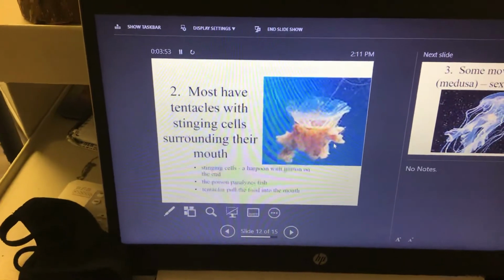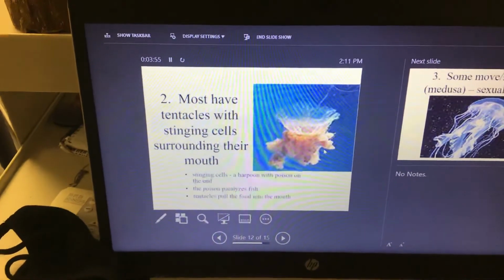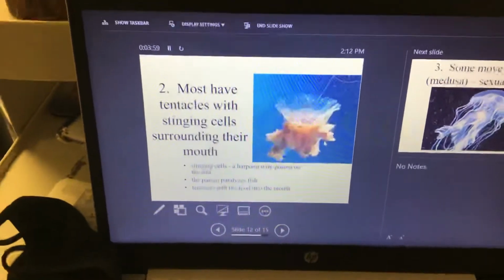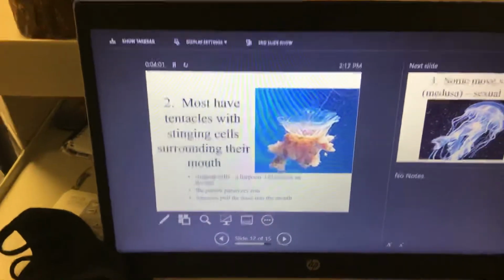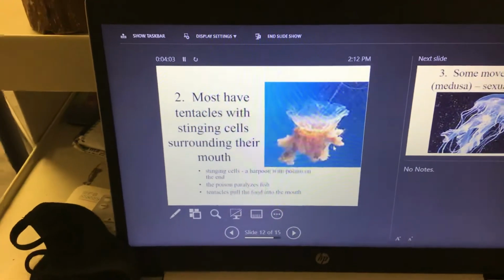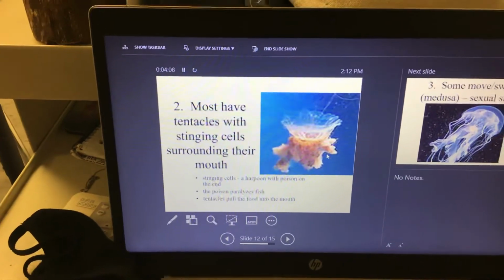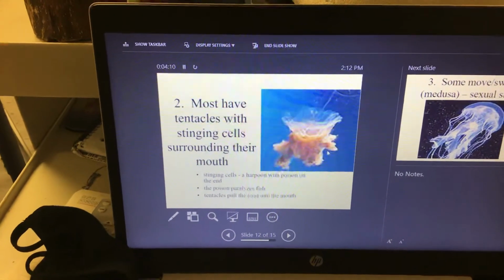I would write the big part. Most have tentacles with stinging cells surrounding their mouth. What they'll do, like a jellyfish for instance, will sting their prey. It will paralyze them, and then they'll be able to digest them while they're paralyzed.